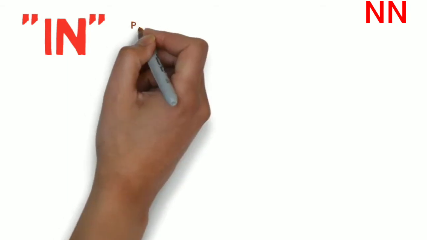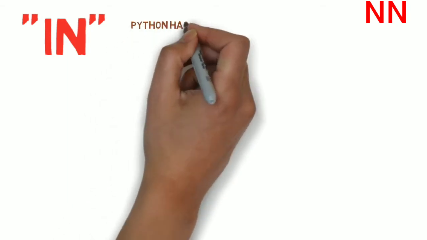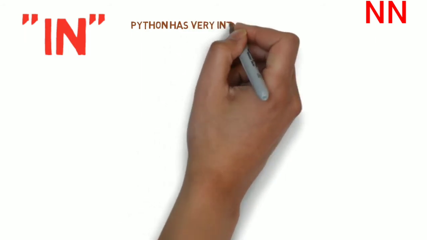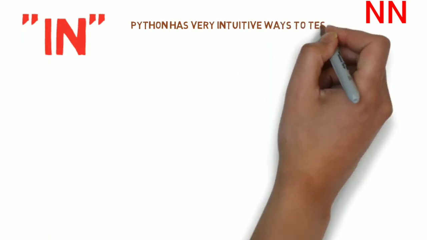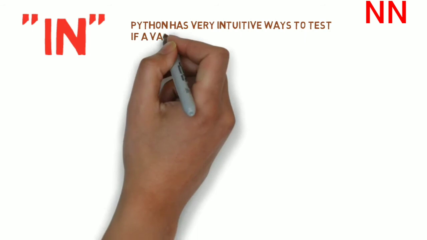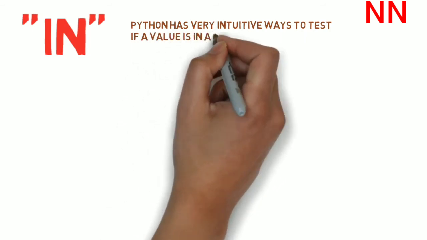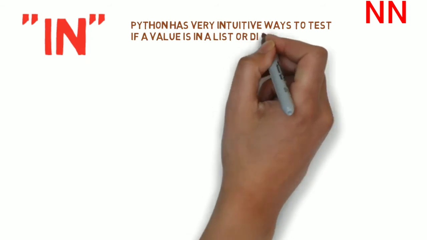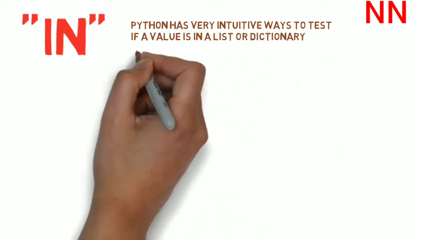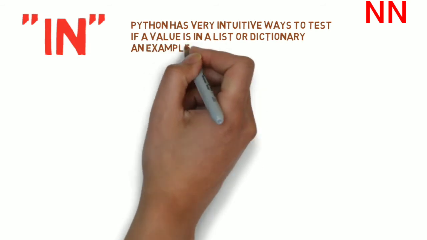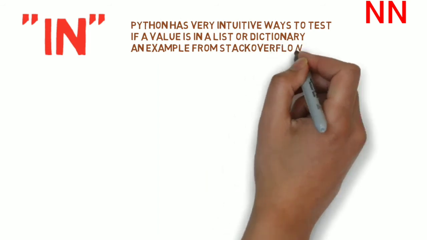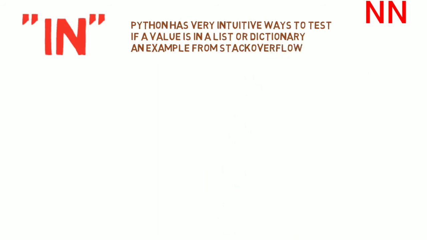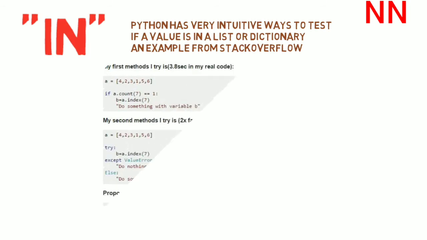In is a special keyword in Python. Python has very intuitive ways for you to test if a value is in a dictionary or a list. So if you want to test whether a value exists in a list or a dictionary, you can do it in a very simple manner using the in keyword.